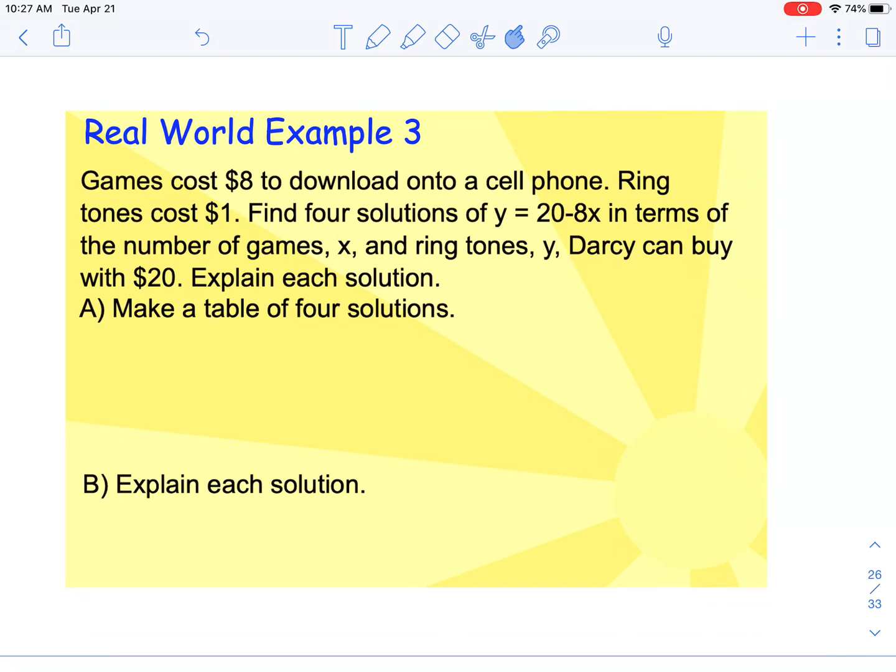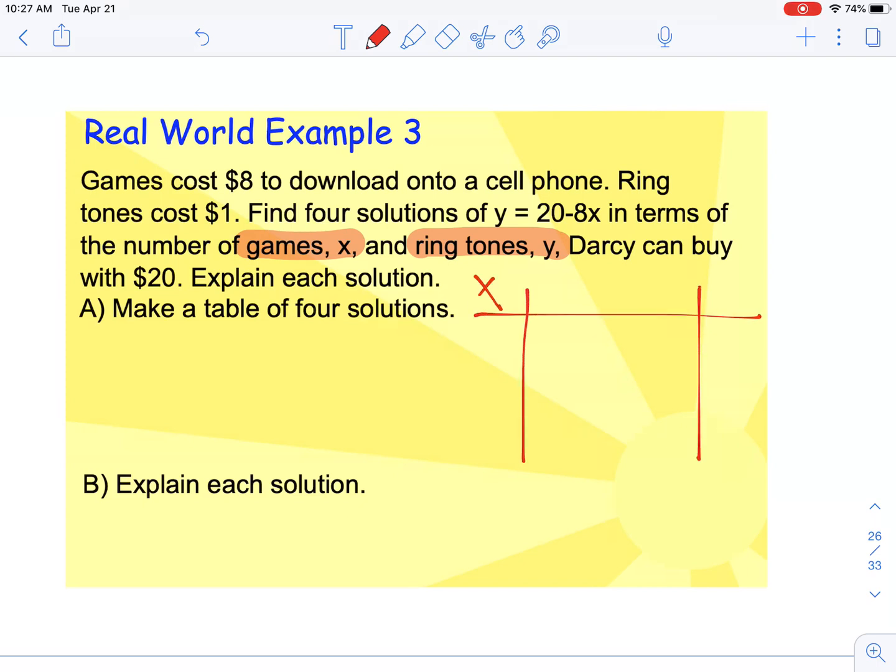Here's a real-world example. So games cost $8 to download on a cell phone. Ringtones cost $1. Find 4 solutions of y equals 20 minus 8x in terms of the number of games, which is x. So our games are our x, and ringtones are the y. We want to figure out how many of each of these Darcy can buy if she has $20. Then we're going to explain each solution. So we're going to make a table of the 4 solutions.